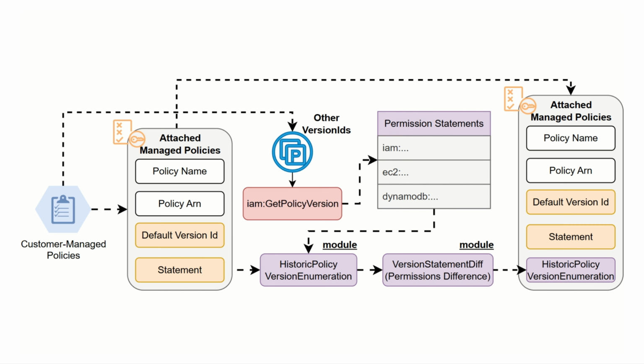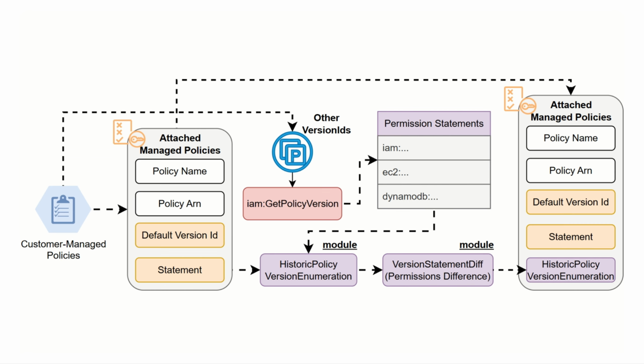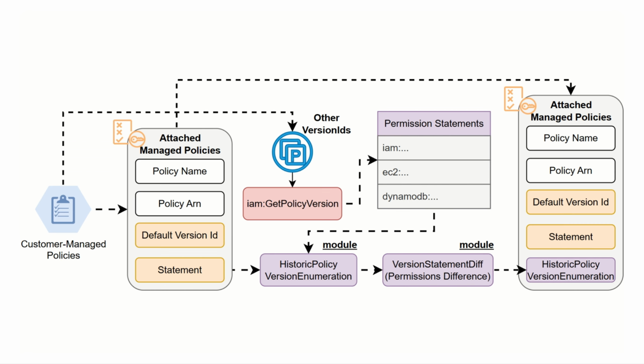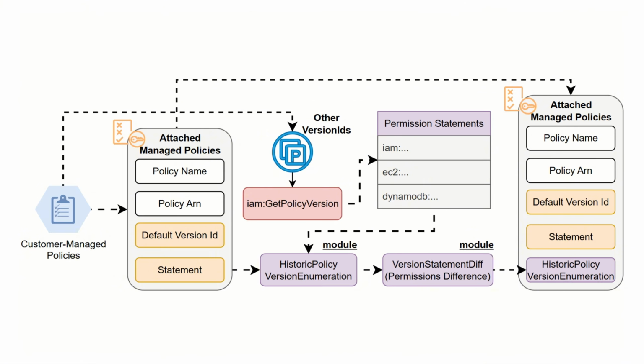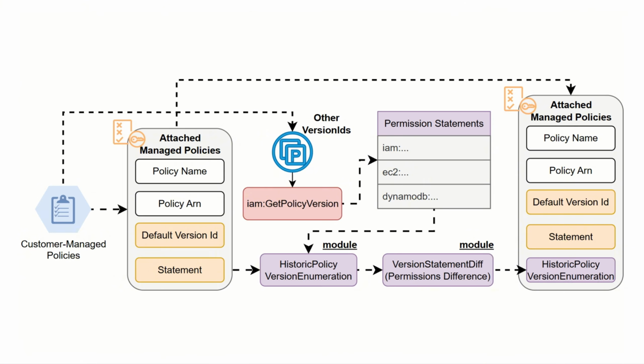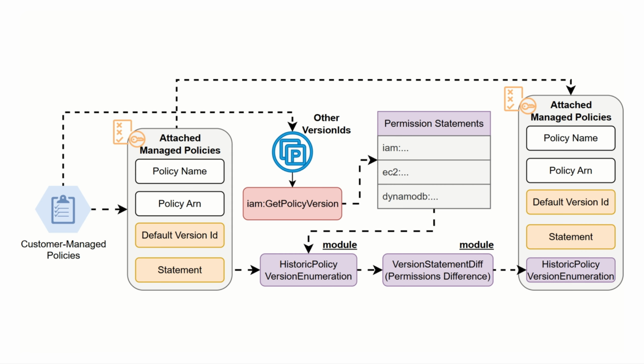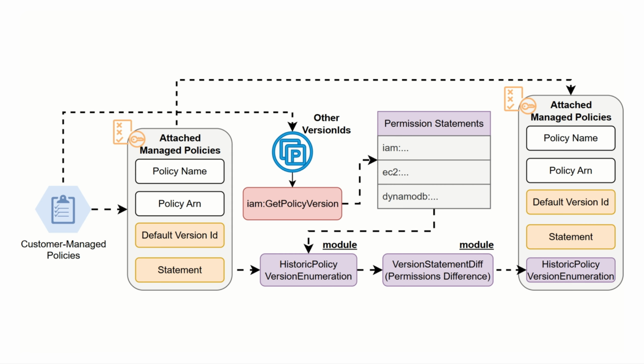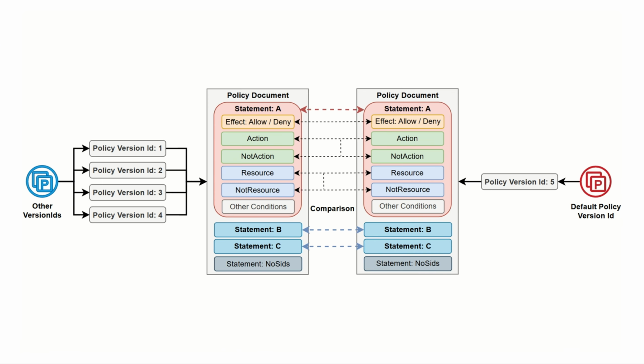SkyEye's deep comparison model removes that guesswork. First, it pulls every version of every attached customer-managed policy with a bulk IAM GetPolicyVersion sweep, capturing the live default and every archived copy. Then it lines the default JSON up against each older version, field by field: effect, action, not action, resource, not resource, and every nested condition, so nothing slips through the cracks.